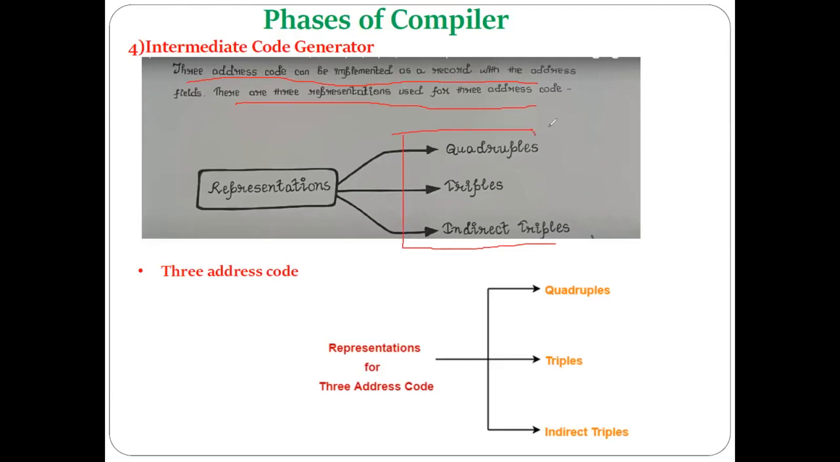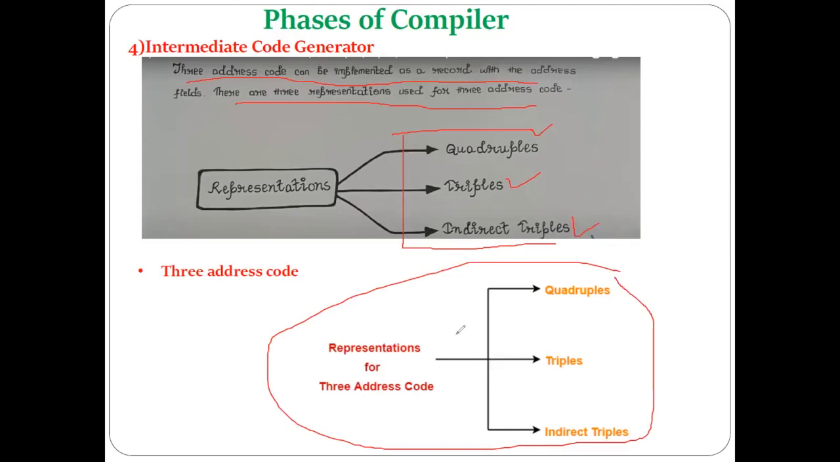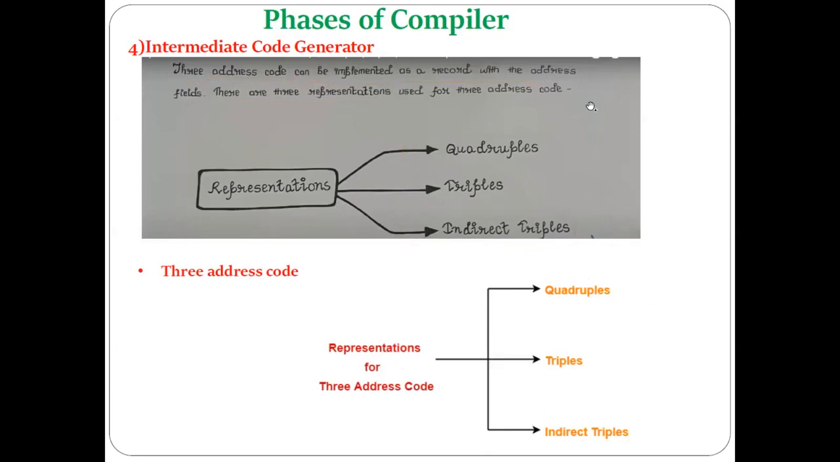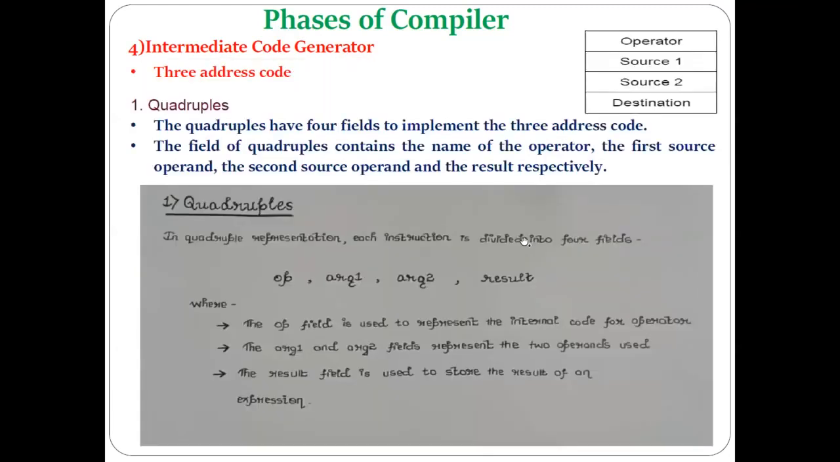Representation of 3 address code as a quadruple, representation of 3 address code as a triple, or representation of 3 address code as an indirect triple. So the same thing I have mentioned in another diagram also. So these are the different representations of 3 address code. With examples, we'll see what exactly quadruple, triple, and indirect triple are. Okay. So in the representation of 3 address code, the first type of representation is a quadruple.